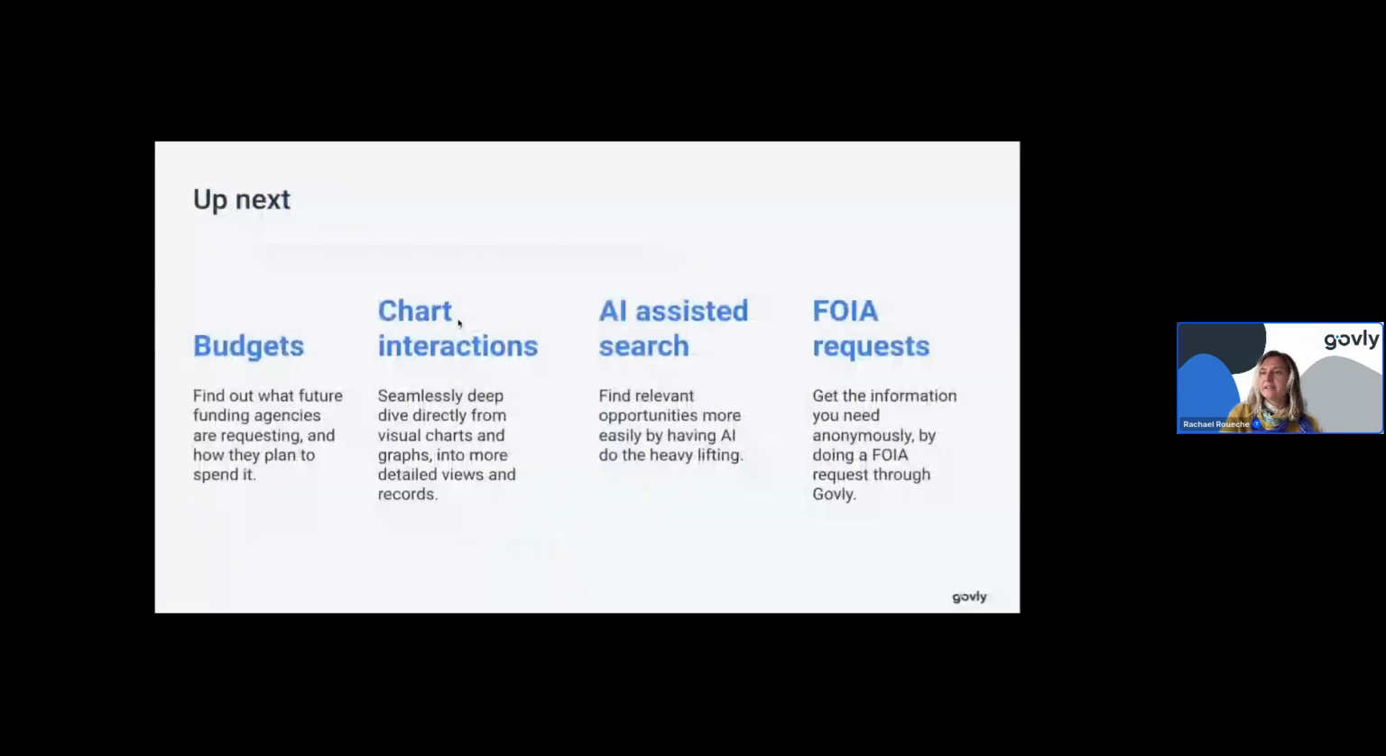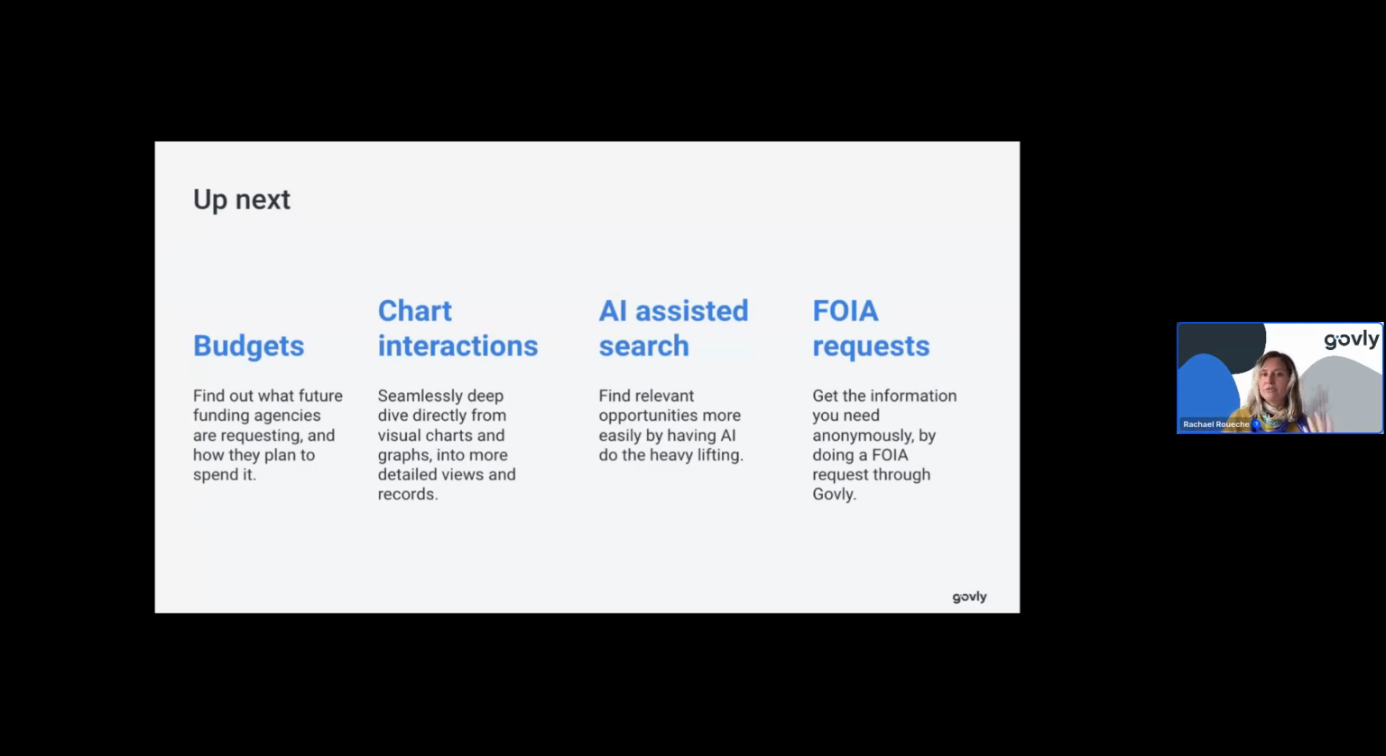The last thing that I wanted to go over with y'all before Q&A is just giving you a sneak peek of what's next at Govly. So we have budgets coming out soon, which is going to add another element of information to that research component of Govly. So whereas awards lets you dive into that historical spending data, budgets is going to help you figure out what federal agencies are requesting money for in the future.